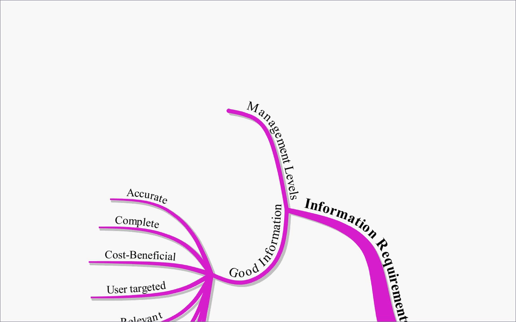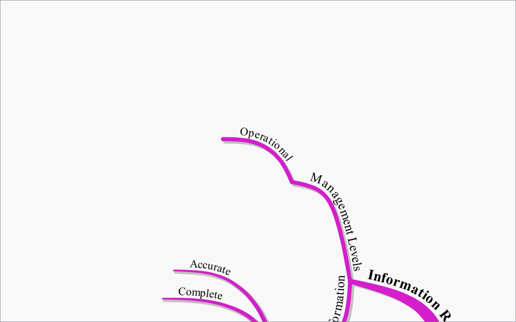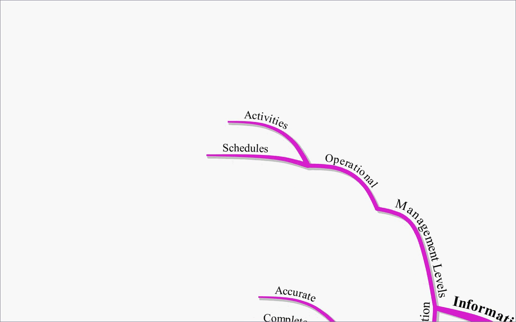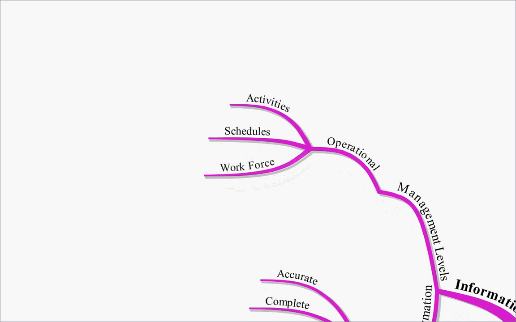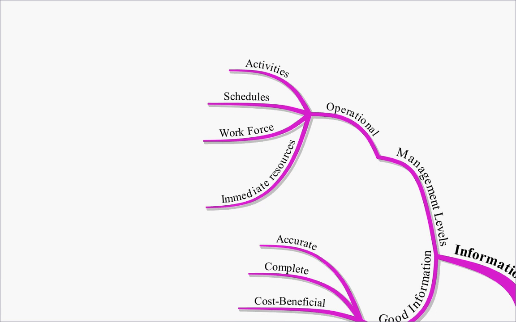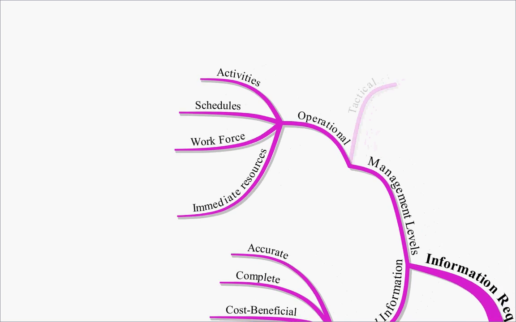So at different management levels you'll require different types of information. At an operational level, i.e. on the factory floor, you're going to need to know about the activities that you're undertaking. You'll need to schedule those activities, so you'll need to know about your workforce, and you'll need to know what immediate resources are available to you to undertake the activities that you're doing.